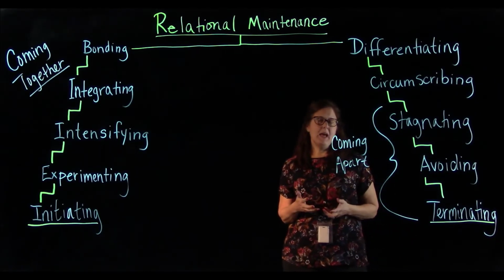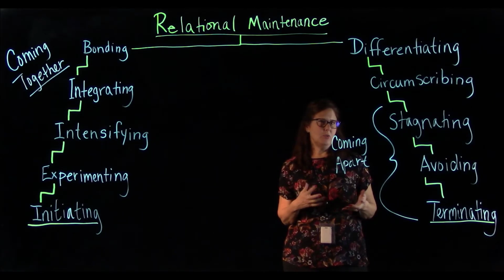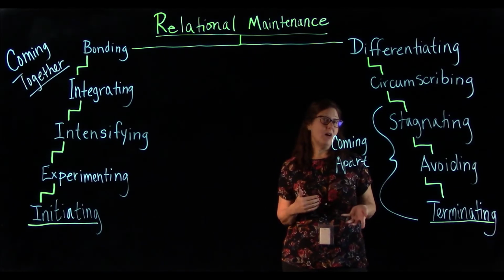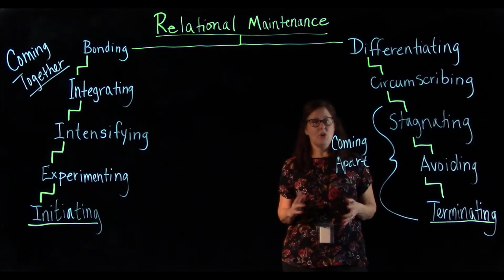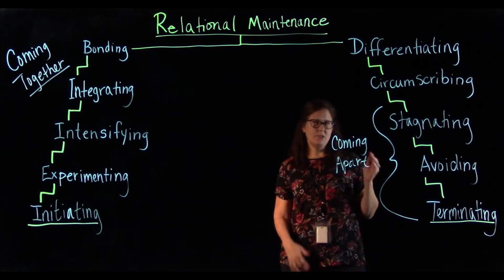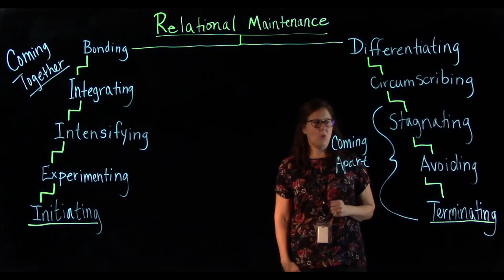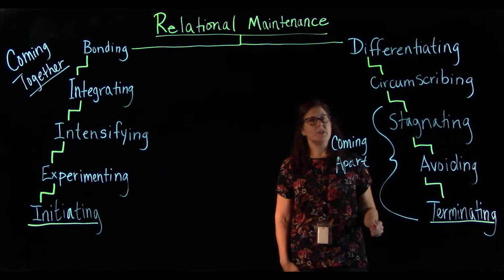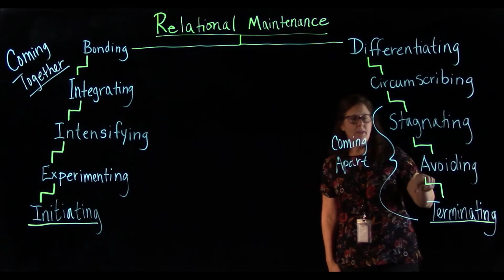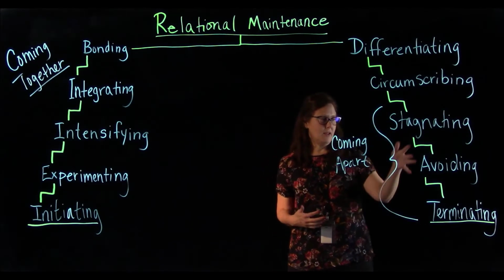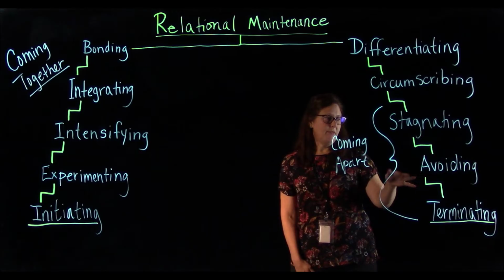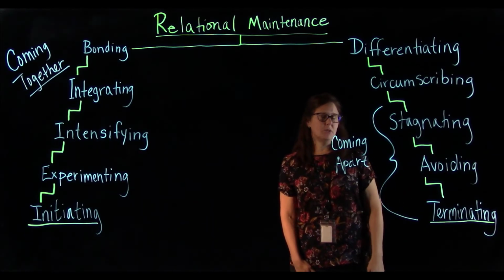An example would be if you start screening your calls. Someone calls your cell phone or your mobile number and you silence the phone, or you just don't respond. And after a while, the person realizes, oh, maybe they're avoiding me. And then things can fall apart. And then the last stage is terminating.